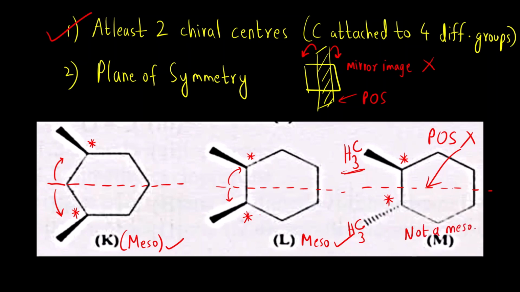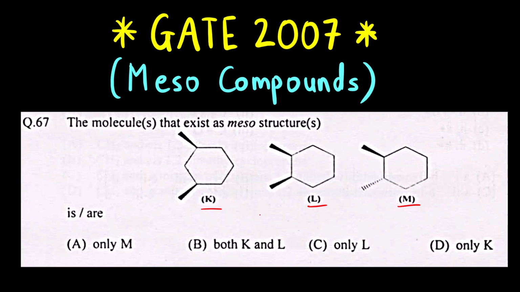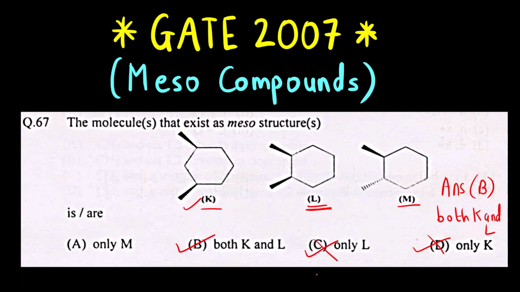So which are meso compounds? K and L. So the correct answer is option B, both K and L. In this type of question, it is very important that you check all the structures. Suppose you check only K, and you mark answer D, that will be wrong. If you have checked only L, and you mark option C, that will also be incorrect. So you have to check all the molecules that are given.